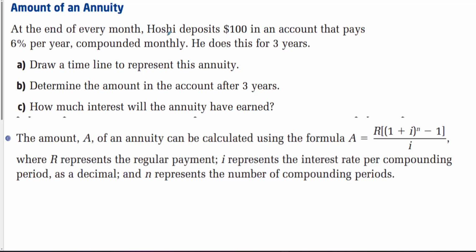At the end of every month, Hoshi deposits $100 in an account that pays 6% per year compounded monthly. He does this for 3 years. Draw a timeline to represent this annuity.